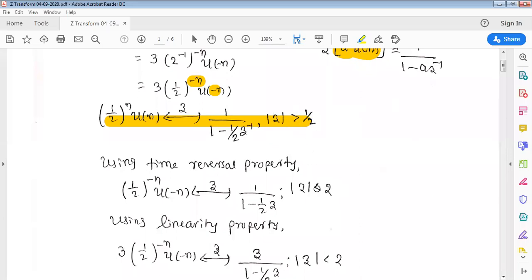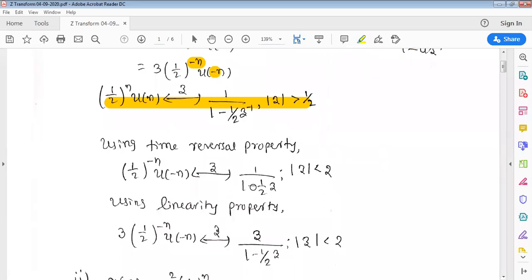So when time inverting, the ROC mod z more than 1 by 2 transforms to 1 by 2 raised to minus 1, that is 2. So wherever you have z raised to minus 1, that gets replaced by plus z. Z power minus 1 translates to z power plus 1. That's why I have the z transform as 1 by 1 minus 1 by 2 z. So that's the time reversal property.